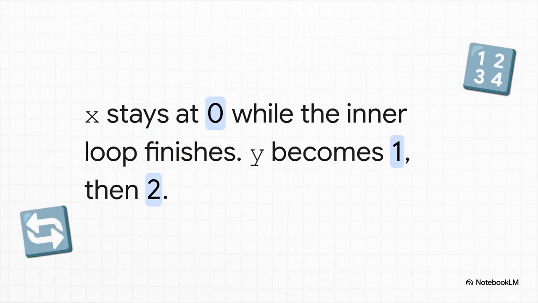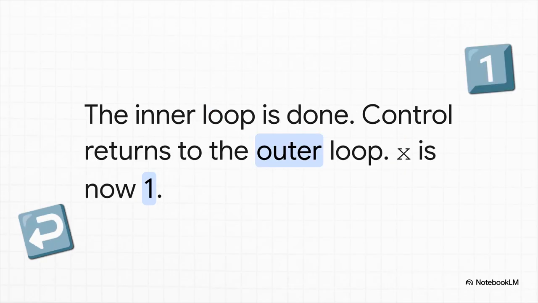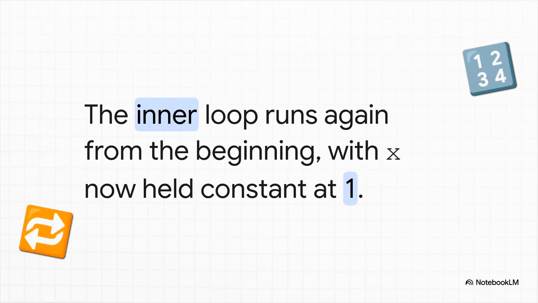And just watch. X stays frozen at 0 while that inner loop just keeps on chugging. Y becomes 1. We print 0, 1. Then y becomes 2. We print 0, 2. And that's it for the inner loop, for now. Okay, now that the inner loop is done, control finally goes back to the outer loop. It's ready for its second and final iteration, so x gets updated to 1. And what do you think happens next?